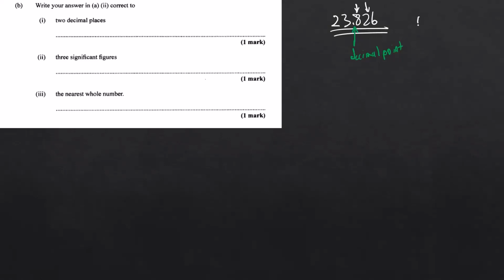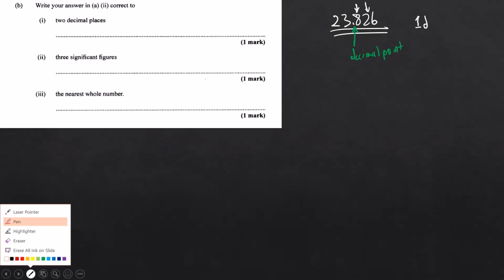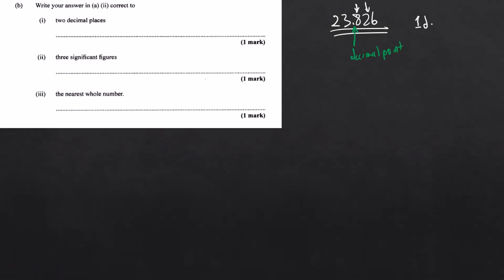So 1 decimal place is equivalent to 1 digit behind the decimal point. Right, so 2 would be equivalent to 2 digits, 3 would be equivalent to 3. So just count the numbers, right?